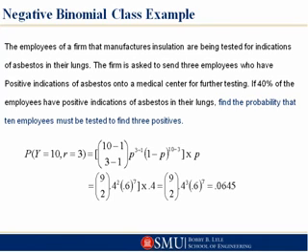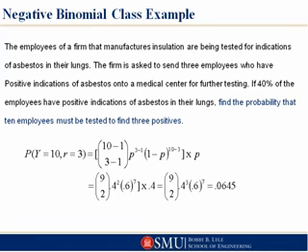Okay, so note that the probability of an employee having positive indications of asbestos in their lungs stays constant. That's 40%. Maybe this is a company that's been in existence for 50 years, and they've gone through all the health records of all those employees. It's a fairly constant number. 40% is what they've determined.